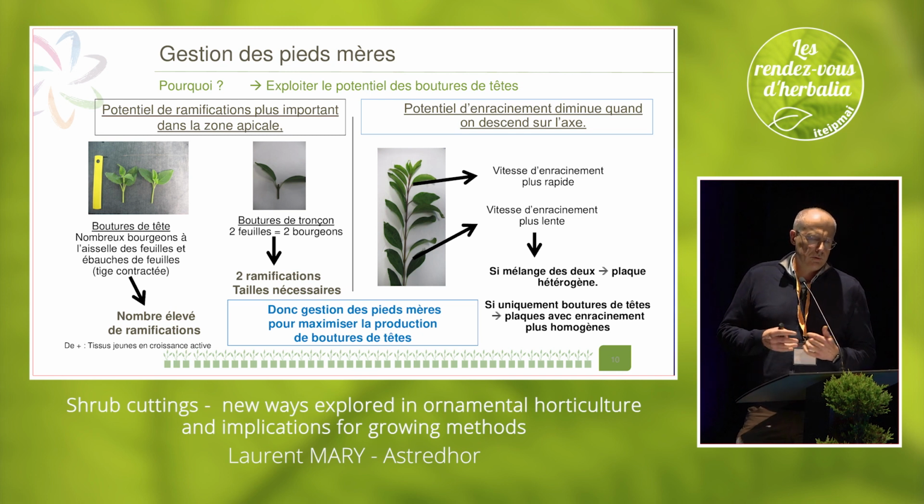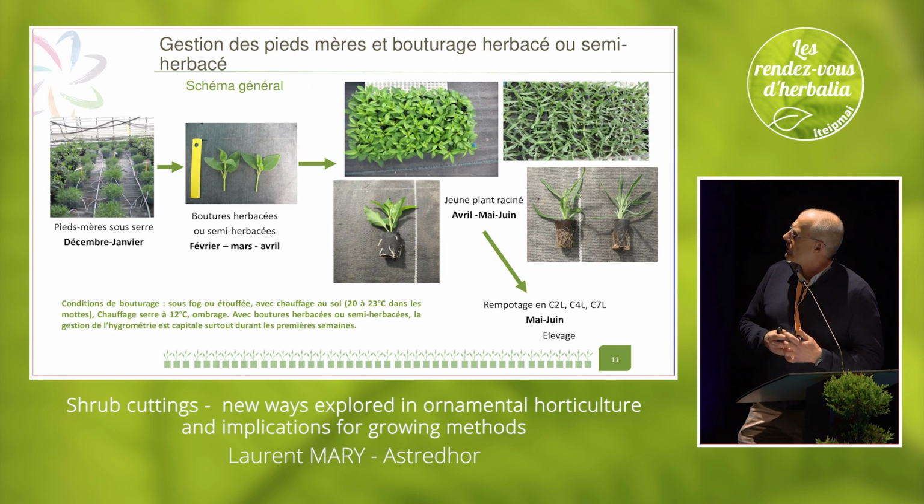Not everything grows at the same speed. The root uptake is not the same for each. If you put that into a multiplication plate, you get very heterogeneous batches. If you look at the head cuttings, you have to really manage them more closely.